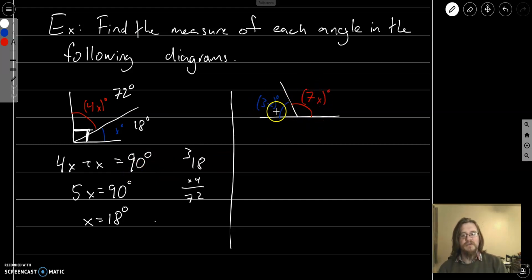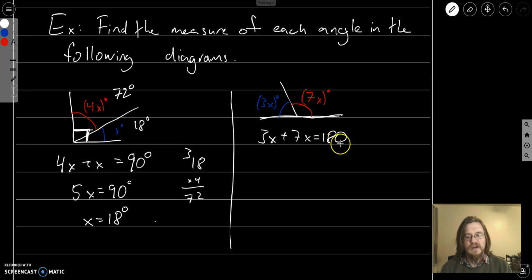Over here we have a similar situation. We have 3x and 7x. So when I look at this, I notice that this is a straight line. So the angle here is going to be 180. So I know that if I add 3x degrees and 7x degrees, I should get 180 degrees. So 3x plus 7x is going to be 180. I add these together, I get 10x is equal to 180. So x is going to be equal to 18 after I divide both sides by 10.